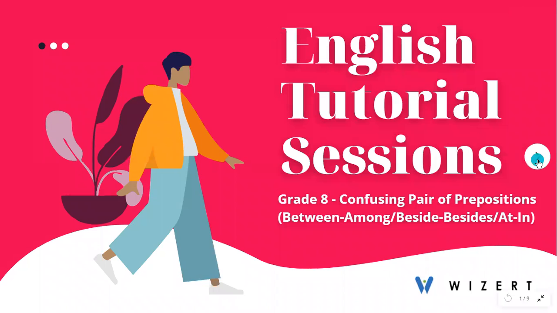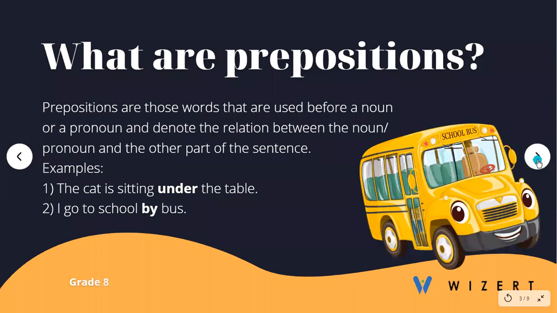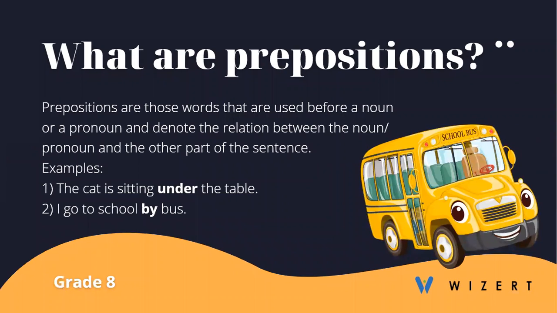In today's video, we are going to discuss prepositions. But what are prepositions? Prepositions are those words that are used before a noun or a pronoun and denote the relationship between the noun or pronoun and the other part of the sentence. In other words, these are the words that we use to show the position of a noun or a pronoun with respect to another noun in the sentence.